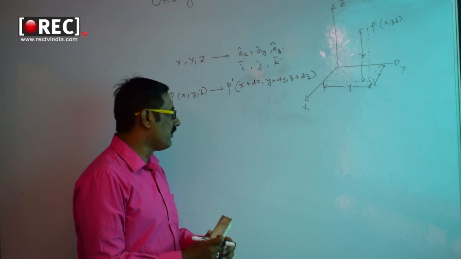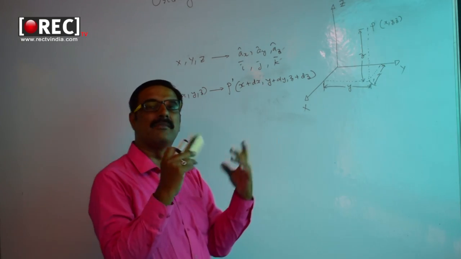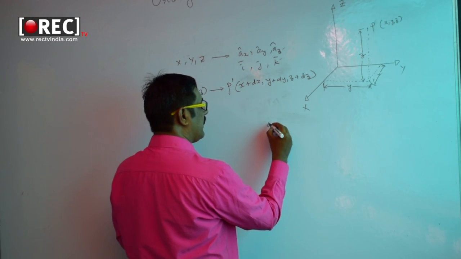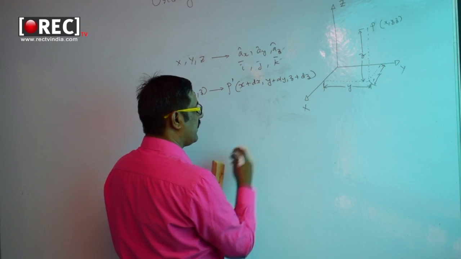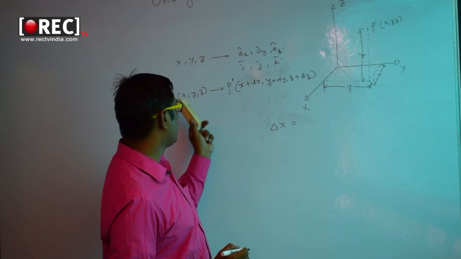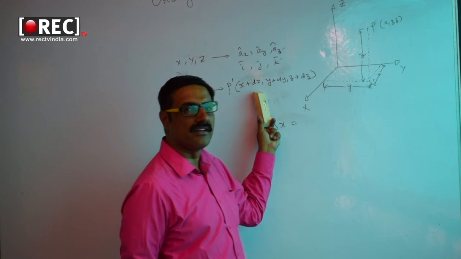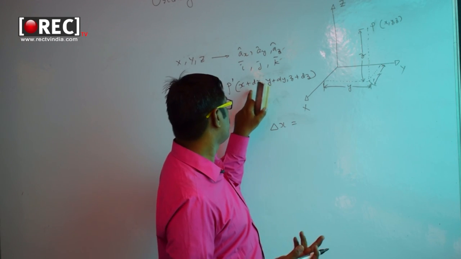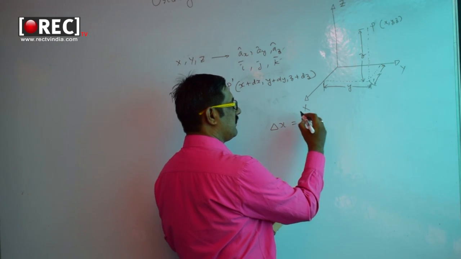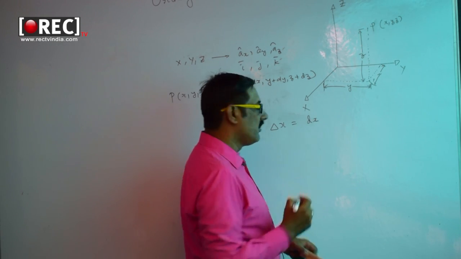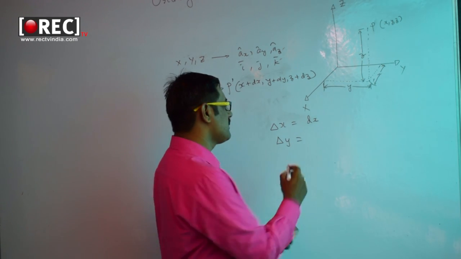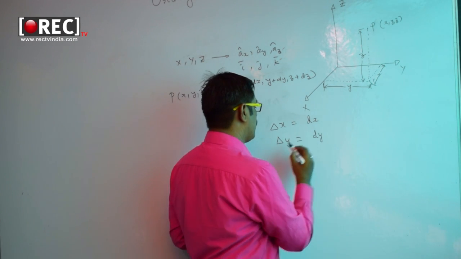So if I want to determine the total incremental volume, first of all, let me list out the incremental lengths. What is delta x? Delta x is your increment in the X direction. From x it is moved to x plus dx, so anyone can come to the conclusion that the net change is dx in the X direction. So delta x is the change in the X direction, which is dx. Similarly, delta y is the change in length in the Y direction, which is dy. Similarly, what is delta z?